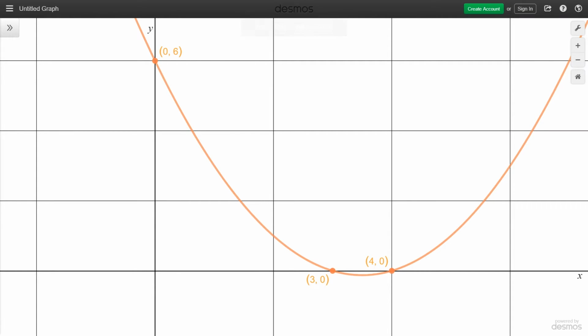So here's another graph that we are asked to identify the equation for. In this case, we have the y-intercept, which is 0, 6, and we have the two x-intercepts, which are 3, 0 and 4, 0. So with these points, we can use the other method to try and find what this is.